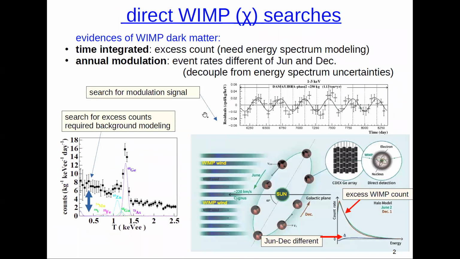So basically, the direct WIMP search is looking for two ingredients: the time integral and the annual modulation. The time integral is looking at the excess count in the time integral spectrum. The problem for this is that it needs some background modeling. The other is looking at the annual modulation effect due to the Earth rotation relative to the rest frame of the galaxy.